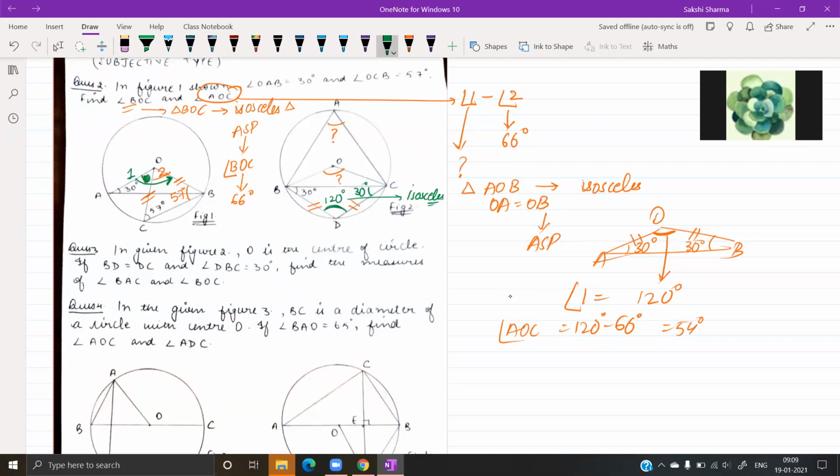Now, ABDC is a cyclic quadrilateral. All the four vertices are on the circumference. Points A, B, D, and C are on the circumference. So this quadrilateral is a cyclic quadrilateral. The sum of the opposite angles will be 180 degrees. From there, you can find out angle BAC. It will be equal to 60 degrees. And after this, you can apply your degree measure theorem. The degree measure theorem says that angle BOC is twice angle BAC. This will be 120 degrees.